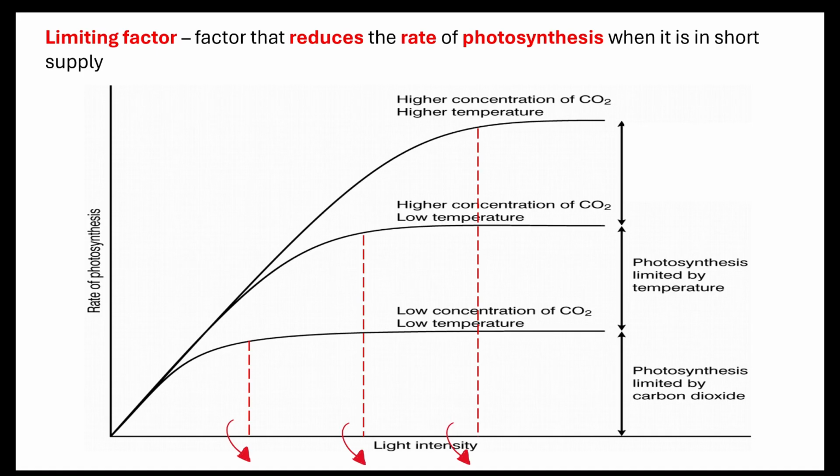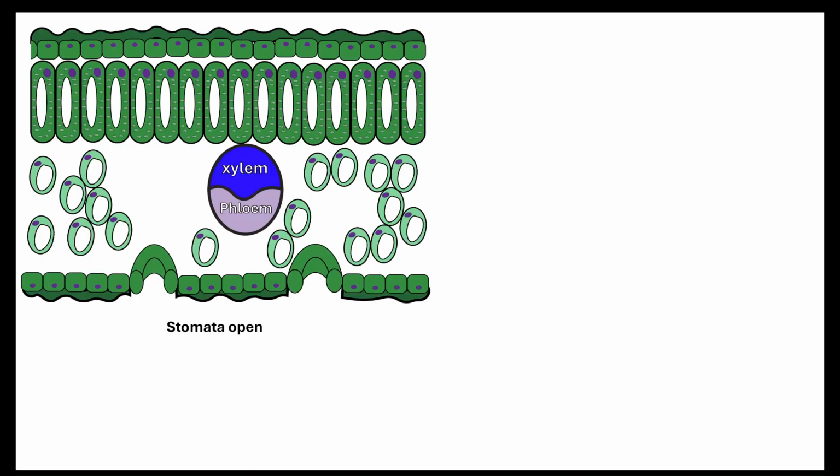And what could that be then? So if I increase the temperature, if I have higher concentrations of carbon dioxide and I have higher temperatures, what is going to be limiting that rate of photosynthesis? Because we've still got a higher rate of photosynthesis, but it's starting to plateau because it's starting to get to a level where it is being limited by something else. So let's just have a think about what that other factor might be.